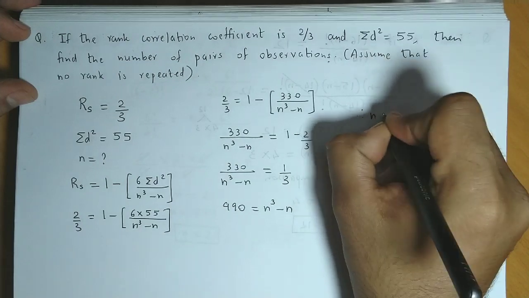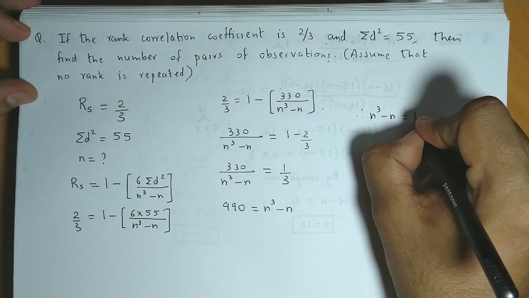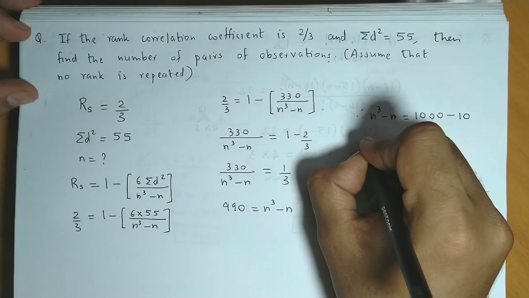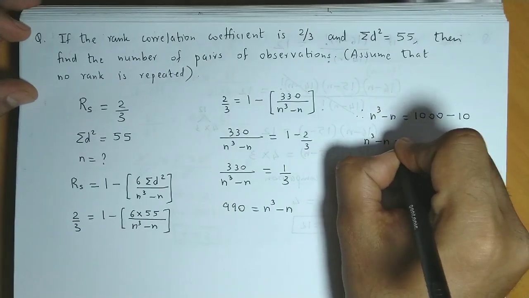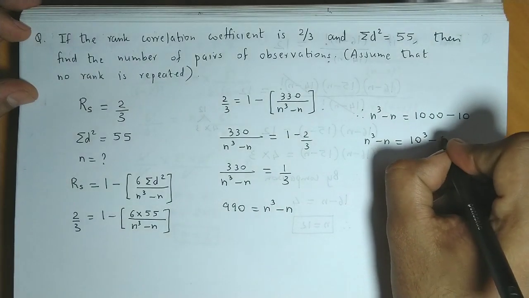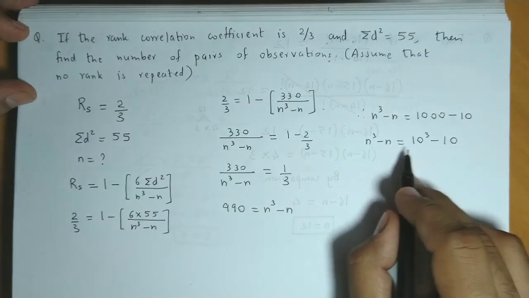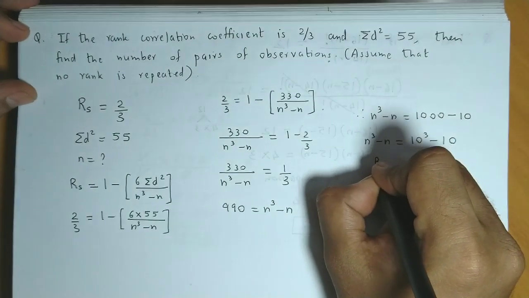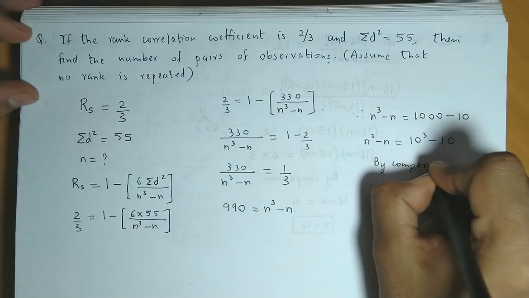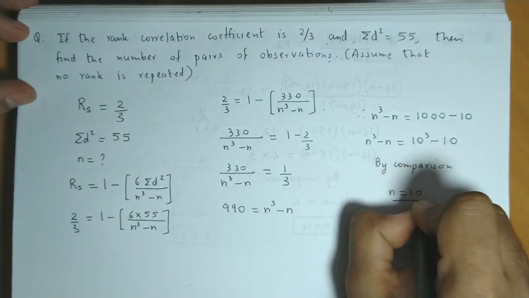Now 990 could be written as 1000 minus 10. So this could be expressed as 1000 minus 10, and 1000 is nothing but 10 cube. So n cube minus n is equal to 10 cube minus 10. Now we have exactly the same arrangement on both the sides. So therefore we could obtain n by mere comparison. So we could say by comparison n is equal to 10.